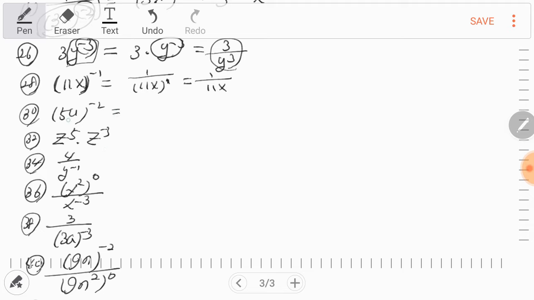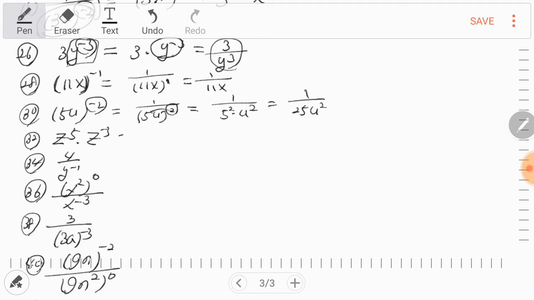The base is 5u, and the exponent is negative. So move this whole thing to the denominator. So 1 over 5u raised to the second power. Change the sign of the exponent. So negative 2 becomes 2. Then 1 over the denominator, assign the power to each factor. 5 squared times u squared. Then 5 squared is 25u squared.